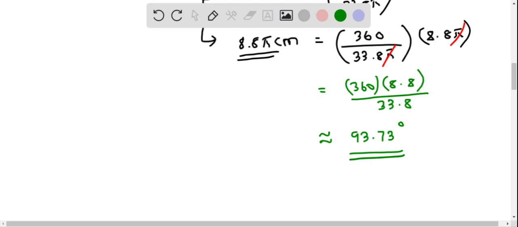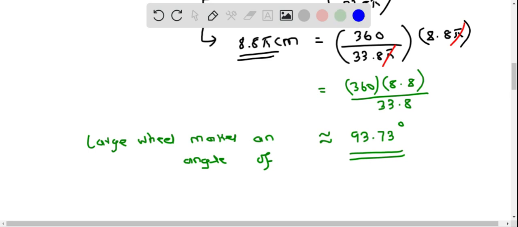So this is the angle swept by the larger wheel when the small wheel makes a rotation of 180 degree. So we see that the large wheel makes an angle of approximately 93.73 degrees when the small wheel rotates at an angle of 180 degrees.